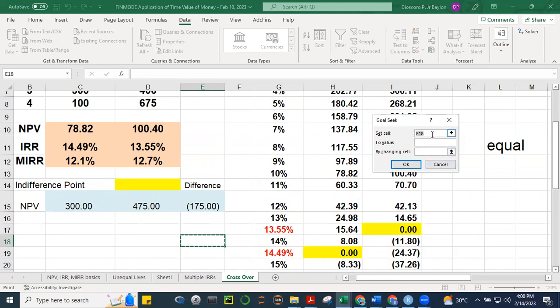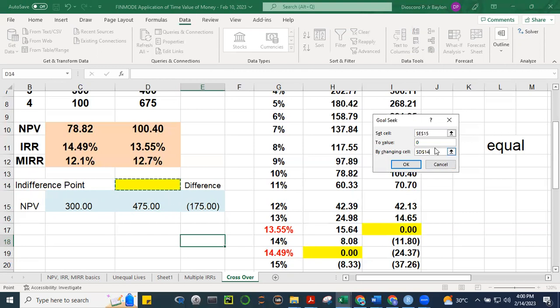So sa goal seek natin, isi-set cell natin sino? Set cell, sino class? Set cell, this one. Ayan. That one should be what? To what equal? To be equal to 0, di ba? By changing one cell, this cell. Yan. Control Alt Print Screen para mapalabas ko to, no?